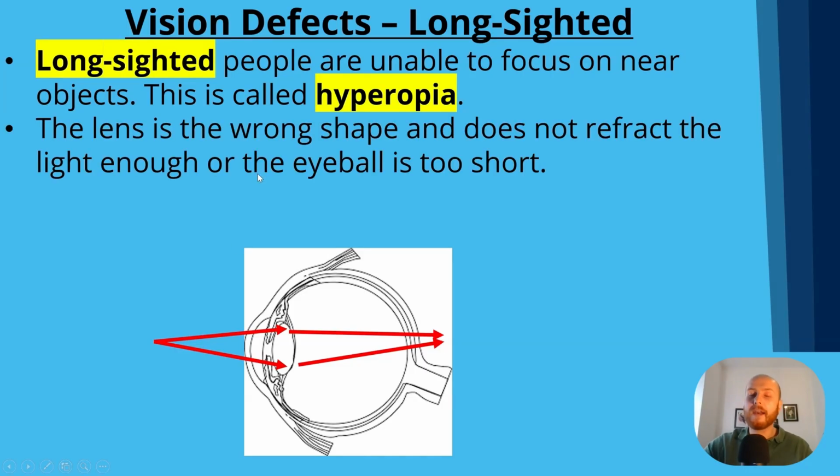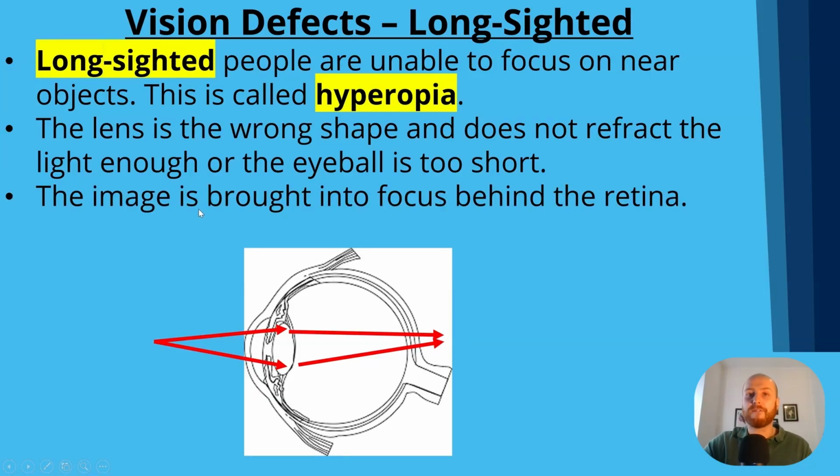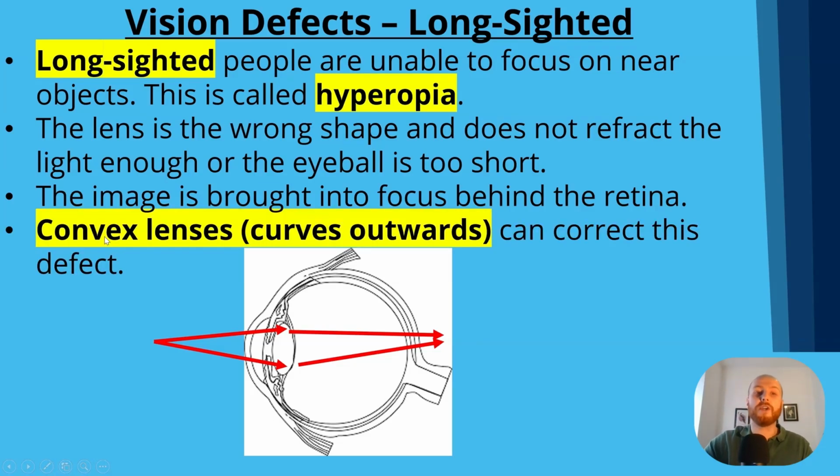Now, the lens is simply the wrong shape and does not refract the light enough, or the eyeball could be too short, so the point where those light rays focus is beyond the eyeball. The image is brought into focus behind the retina, which is a problem, and we can treat this using convex lenses, which are lenses which curve outwards, which can correct this defect.